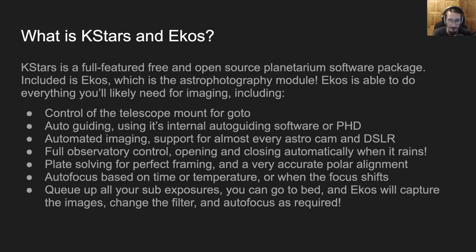So if there's an error, it'll work out the error and it'll go and point where you told it to originally. It can autofocus if you have an autofocus motor based on time, temperature, or when it detects that the focus has shifted. You can tell it to go and take 100 red, 100 blue, 100 green, and all the narrow bands you like, and then go to bed. And Ecos will capture all the images, change the filters, and even autofocus as required. And if it rains, it'll close the dome.